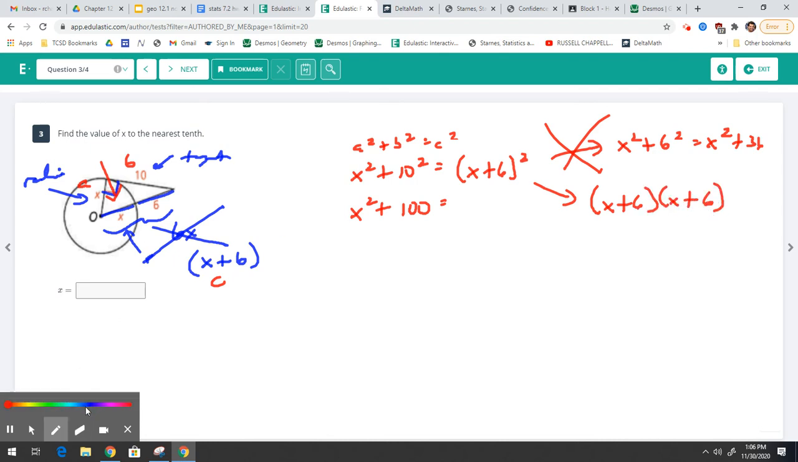And now you need to distribute this out. This x goes to the x and 6 of the other parenthesis. X times x is x squared. X times 6 is positive 6x.